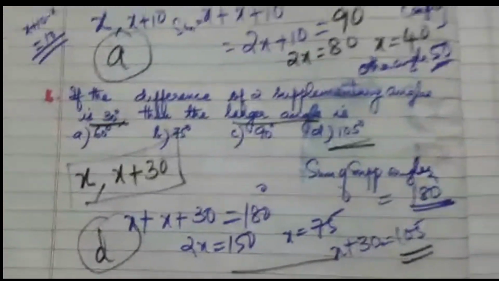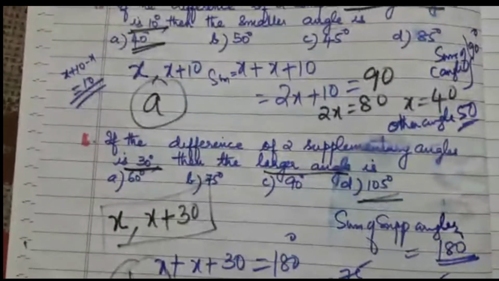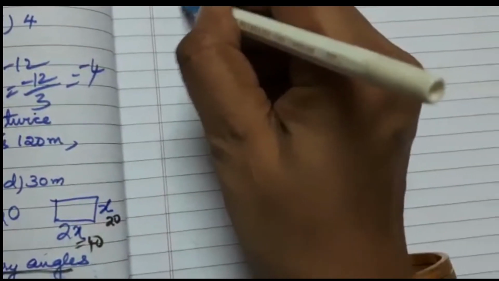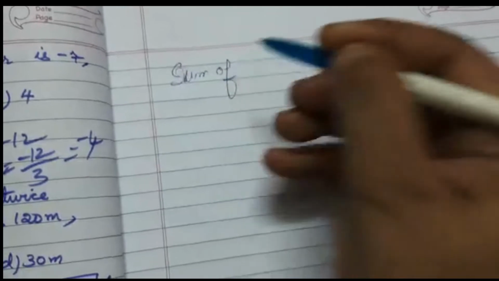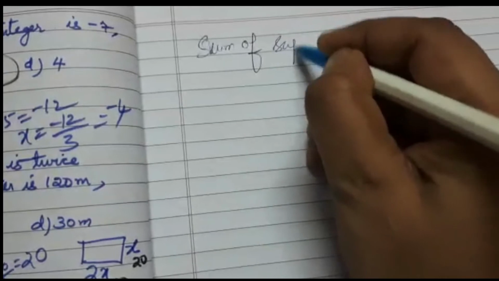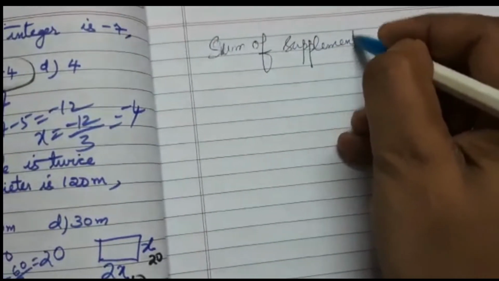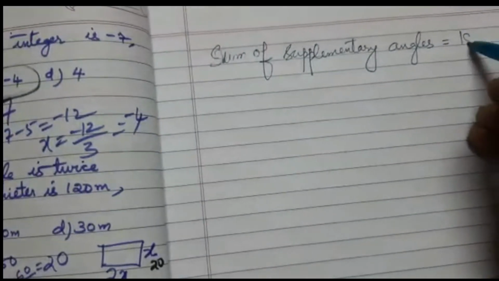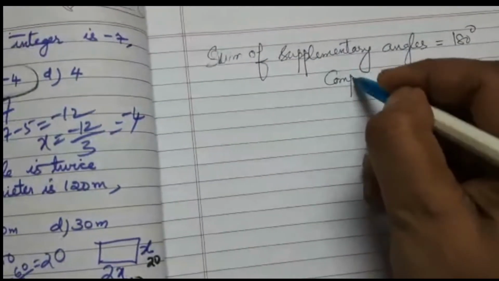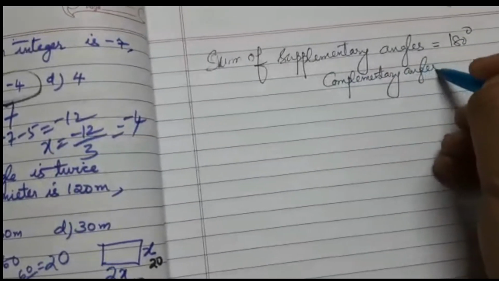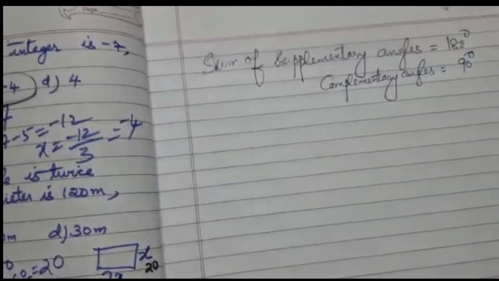So MCQ, this one. Supplementary means, what is it? Sum of supplementary angles equals 180 degree. Complementary angles, this you have studied last year, I suppose. Complementary angles is equal to 90 degree.